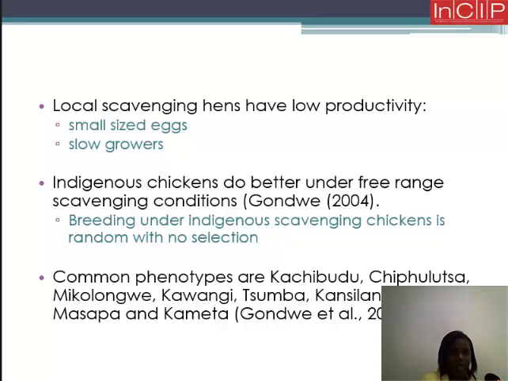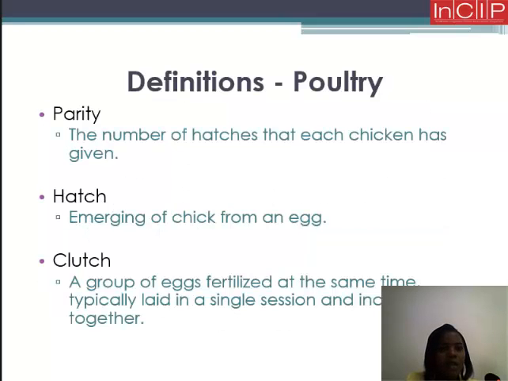Just to remind you of the characteristics of local chickens, they generally have low productivity in the sense that they lay small-sized eggs and they have slow growth rate. But on the other hand, they perform better under local free-range scavenging conditions, where breeding is random with no selection. And the common phenotypes that are found in Malawi include Kachibudu, Chipurusa, Tumba, and so on and so forth.